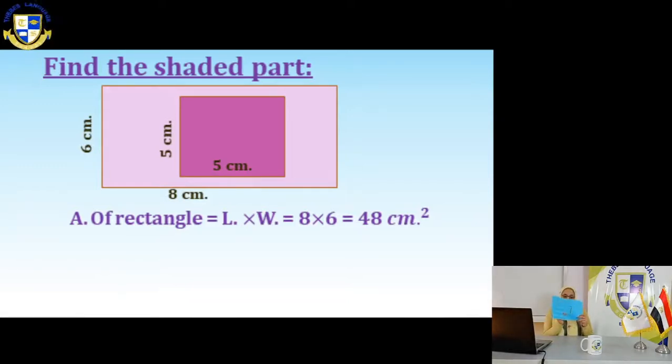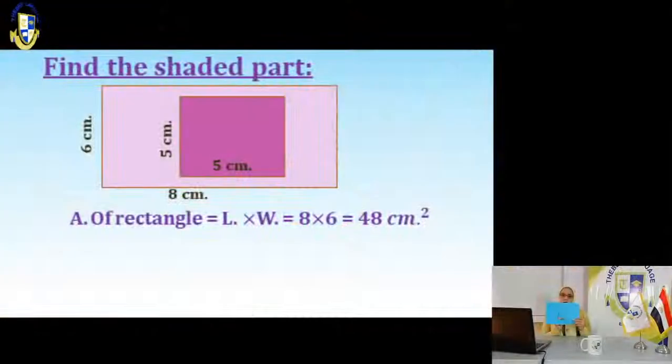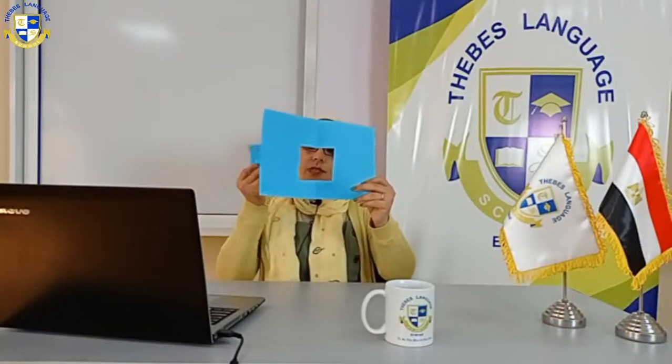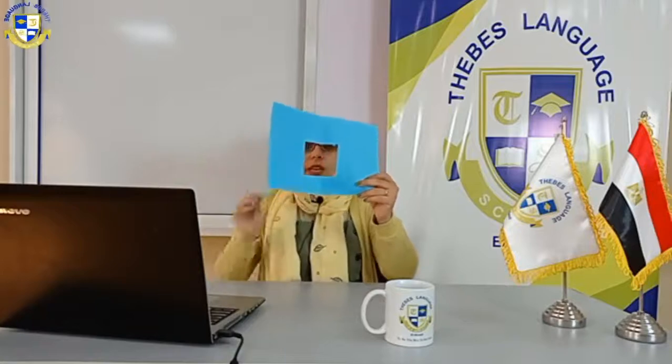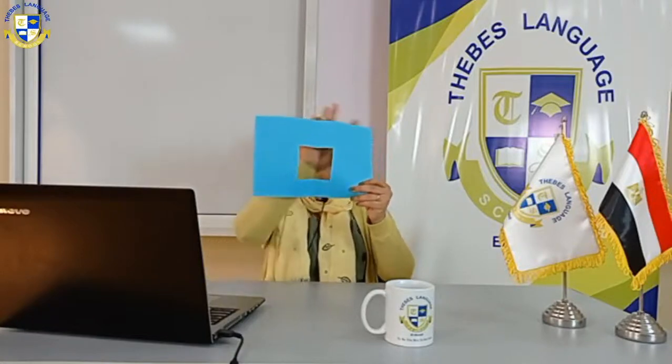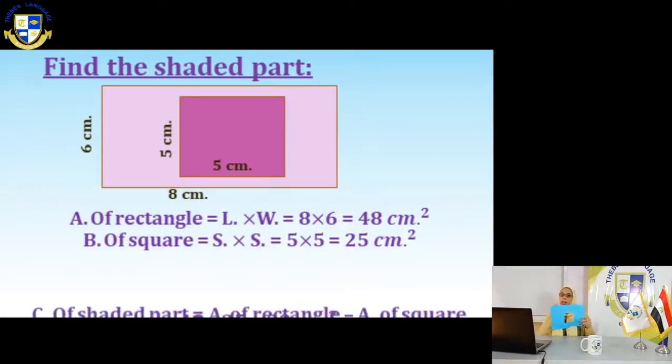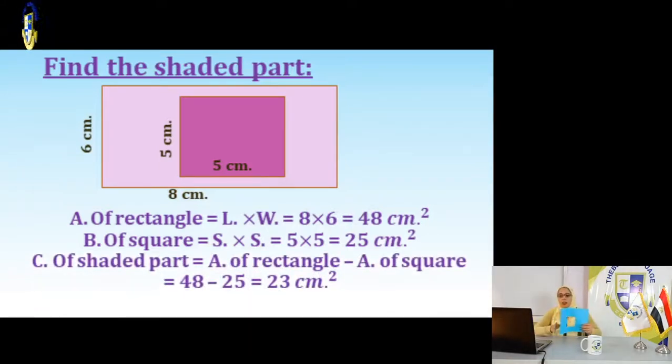And then get the area of the small shape, which is a square. The area of a square equals side times side. It means 5 times 5 equals 25 square centimeters. At the last, take away the square from the rectangle, so we get the area of this shaded part only. Take away means subtract, means minus. So we subtract 48 minus 25, it will be 23 squared centimeters.